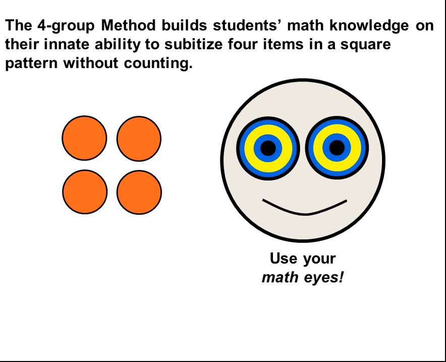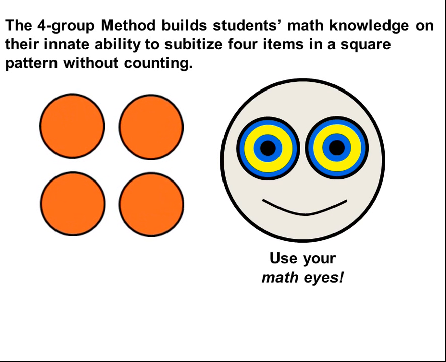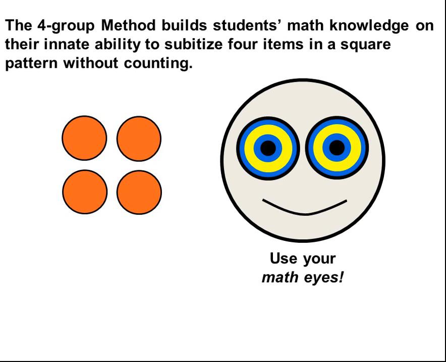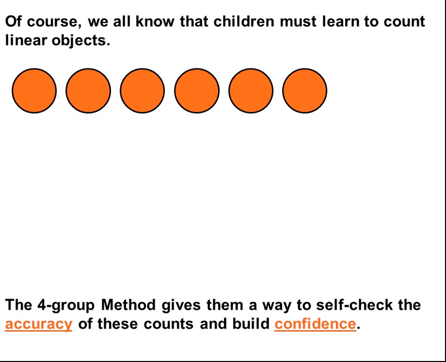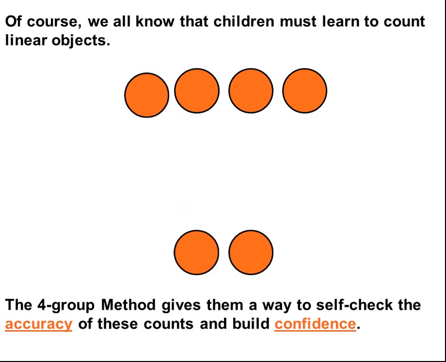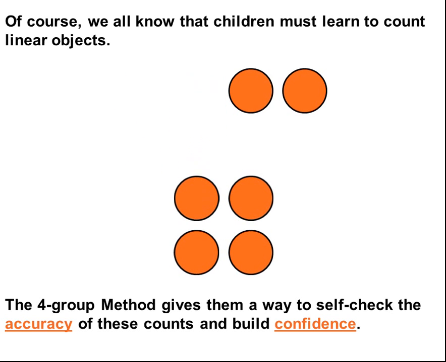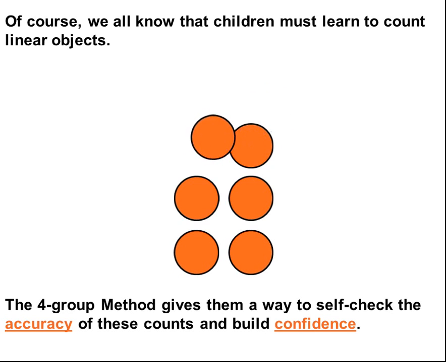The 4-group method builds students' math knowledge on their innate ability to subitize 4 items in a square pattern without counting. We tell kids, use your math eyes. Of course, we all know that children must learn to count linear objects, so kids can count these. And then the 4-group method gives them a way to self-check the accuracy of these counts and build confidence. So they count the objects and then move them into the 4-group pattern and see with their math eyes that they have 6. And they are sure that they have 6.